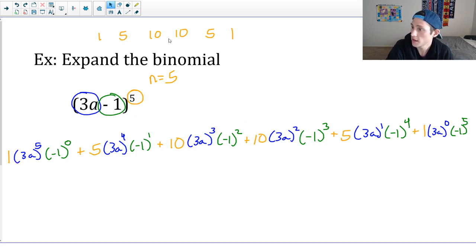Okay, so 1, 5, 10, 10, 5, 1. Those are the coefficients right here. As for the rest of each term, it's built out of the first term of the binomial and the second term of the binomial. Whatever the first term is, start that off at the highest exponent. In this case, 5, because n equals 5. The second part of the term starts at 0 and goes up 1 each time, from 0 to 1 to 2 to 3 to 4 to 5. The first term's exponent starts at the top and goes down, 5 to 4 to 3 to 2 to 1 to 0.